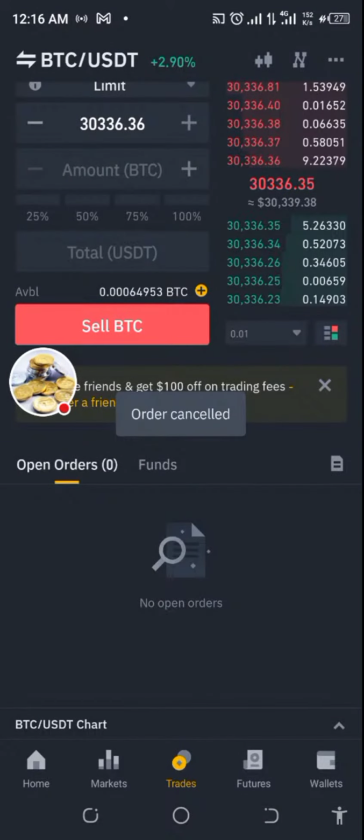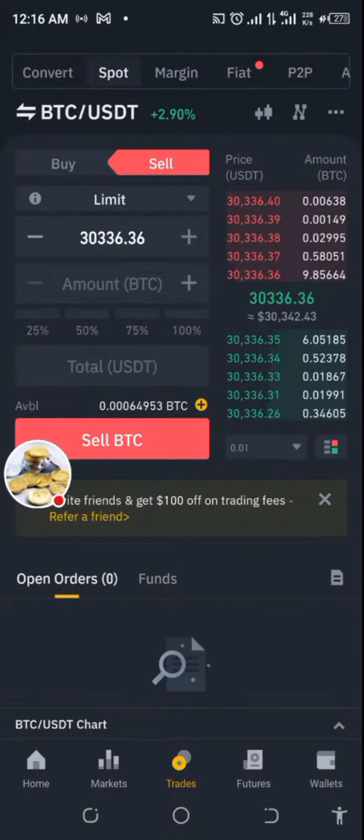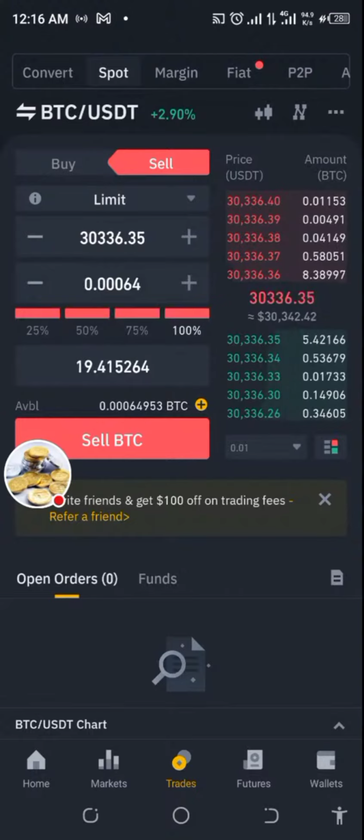I mean, there's no harm. I can always go back and put that back in, right? So if I go back, see what I have here. You can see this is it. If I say I want to sell this back, and I put 100%, what am I going to get? This doesn't make sense.